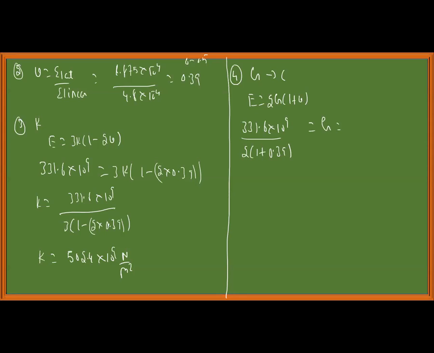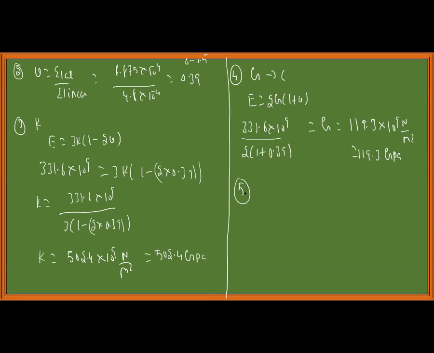How much? 1 minute, sir. Wait, 1.19 into 10 power 11, or 119.3 into 10 power 9 Newton per meter square, or 119.3 GPa, or 502.4 GPa.